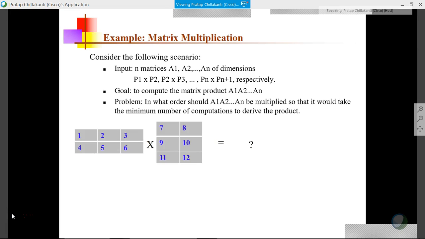What we do, we start computing from left, right? We take P1, P2, and P2, P3. We can do that. Then the net result of that matrix would be P1 times P3 are the dimensions, correct? And then you multiply the next matrix and so on. Okay, but that's not the optimal way of doing it.